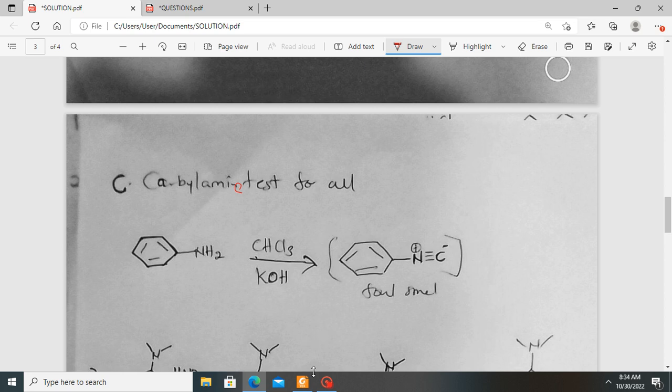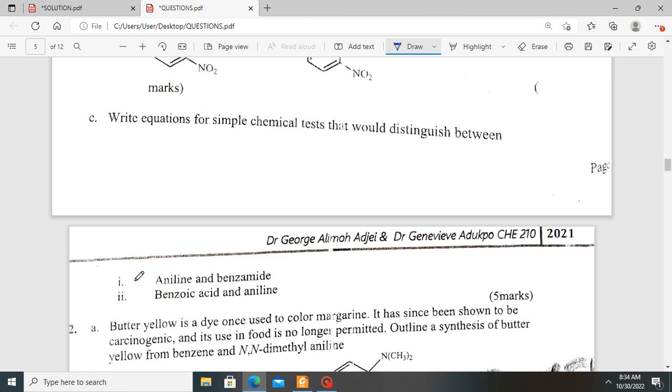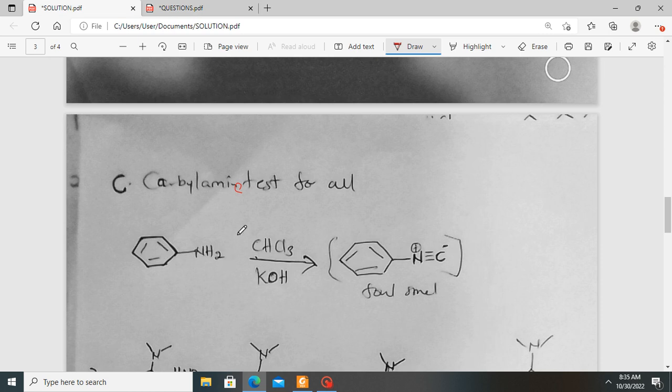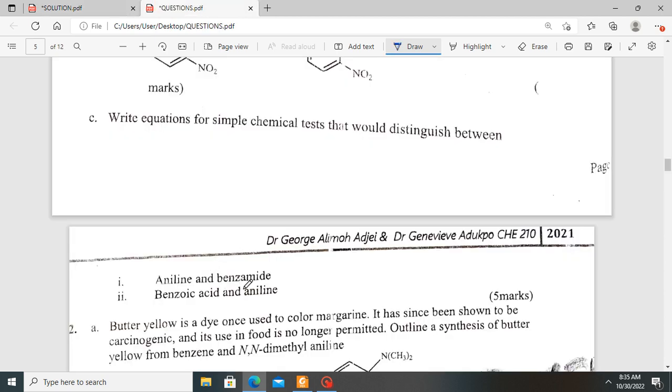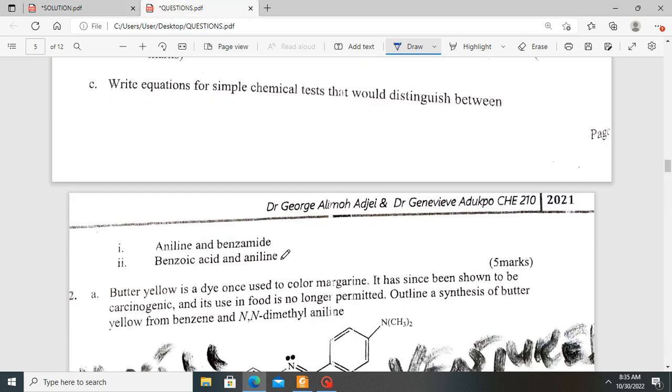So you have two compounds, and you don't know which of them is an aniline, either the first one or the second one. You can go by the same test to find which of them is an aniline. You just add a solution of alcoholic potassium hydroxide in chloroform, and if you are able to notice a foul smell, then that is an aniline. So it can be used to distinguish a mixture of aniline and benzamide, and also benzoic acid and aniline. That test can be used to distinguish between any of them.